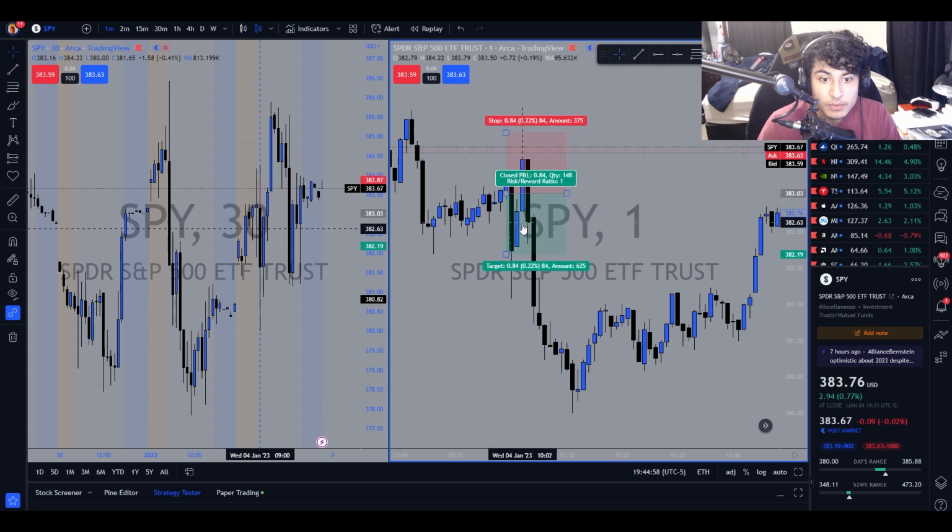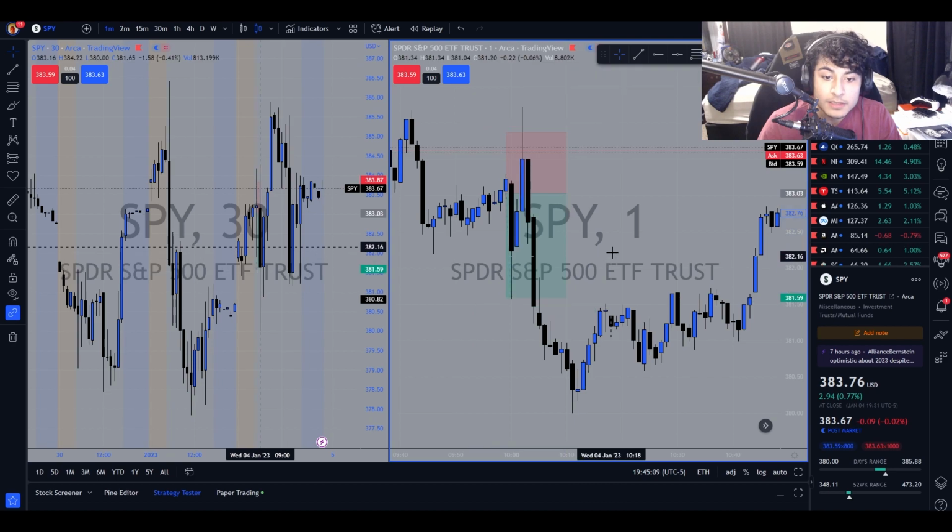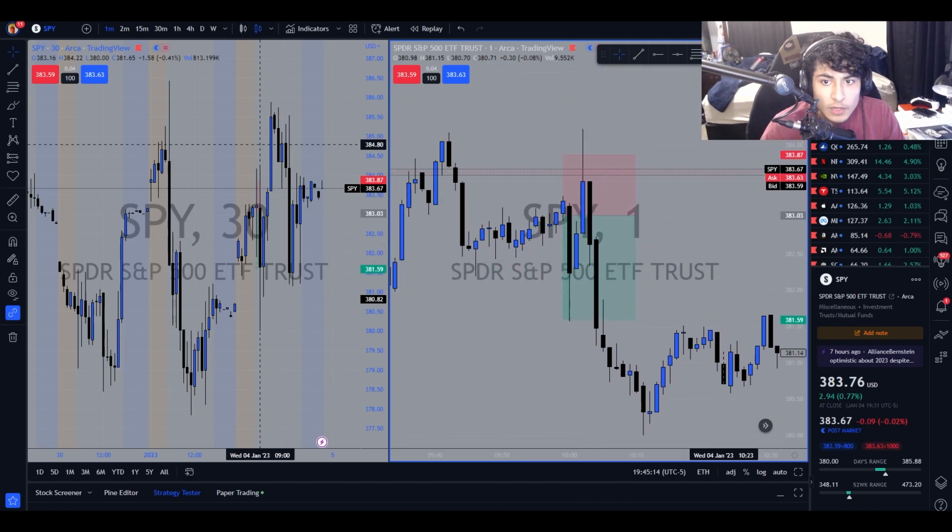Bought a 383 put, and then I sold it around this wick, around 38.60, 38.160. So around here I sold it. That's the first trade I took. All right, so let me tell you why I took this trade.